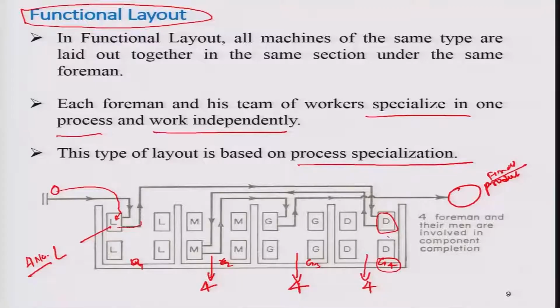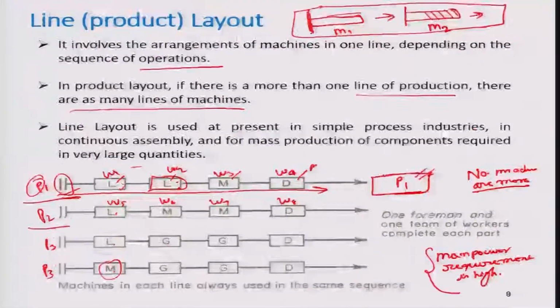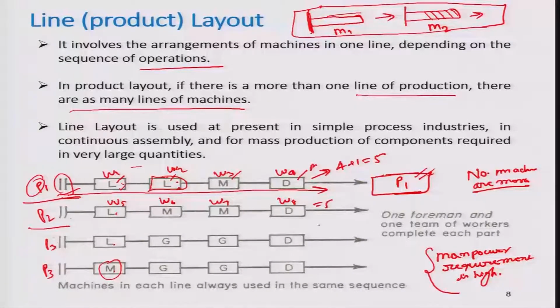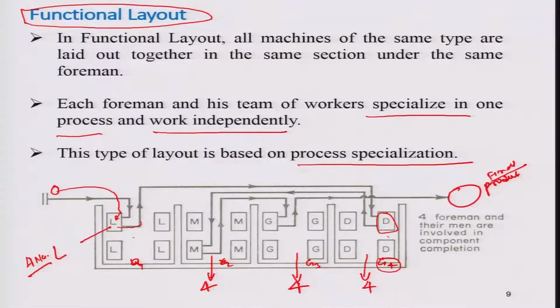In this kind of layout there are 4 foremen and their men involved in component completion. In the previous layout, there were 4 workers with 1 foreman in each production line, so the number of people was 4 plus 1 equals 5, again 5 here. In this case you can see that there is only 1 foreman per section.